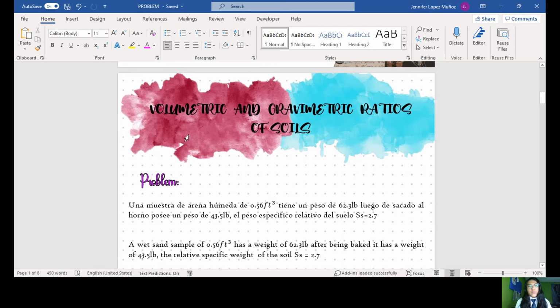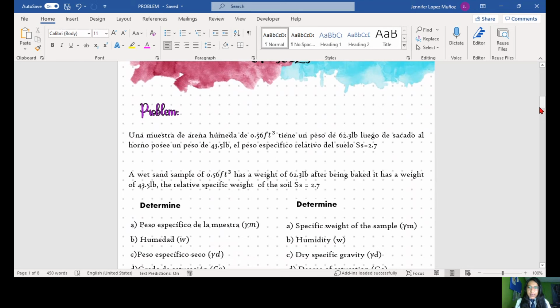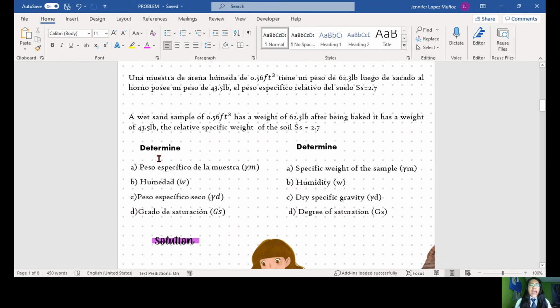The topic is volumetric and gravimetric ratios of soils. And this is the problem. A wet sand sample of 0.56 cubic feet has a weight of 62.3 pounds. After being baked, it has a weight of 43.5 pounds. The relative specific weight of the solids is equal to 2.7.